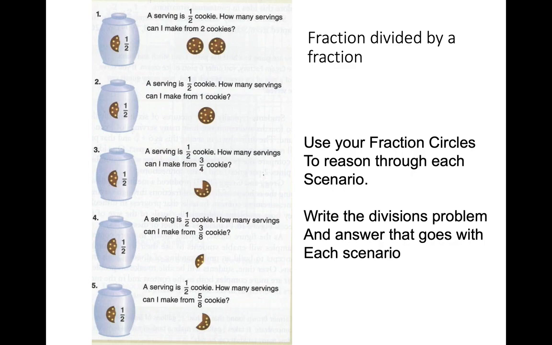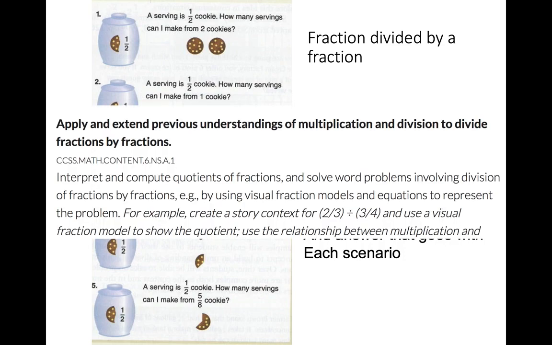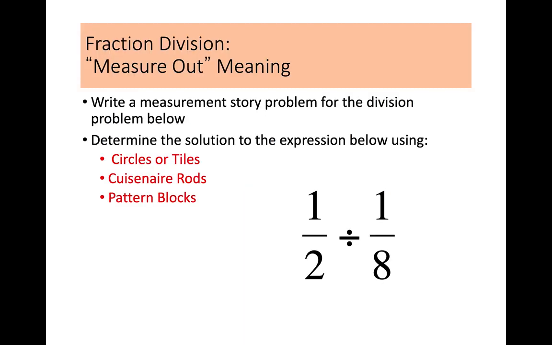The answer for that one, if we did a similar model, would be 5/8 of a cookie would represent 1 full serving and 1/4 of the second serving if we went through. That would be the correct answer there. And again, in this one, if we look at the standards, really we're dealing with a 6th grade standard here. Interpret and compute quotients of fractions and solve word problems involving division of fractions by fractions by using visual fraction models and equations to represent the problem. So that's exactly what we were just doing.